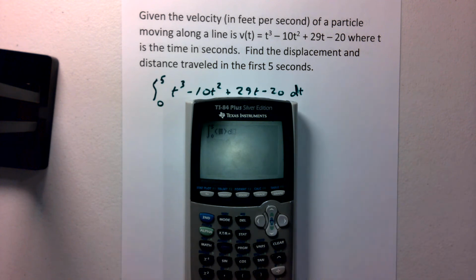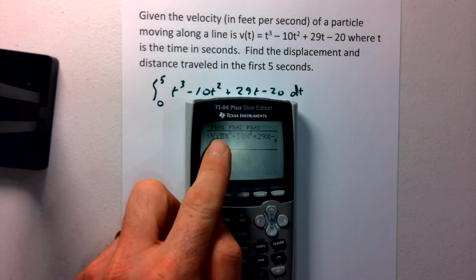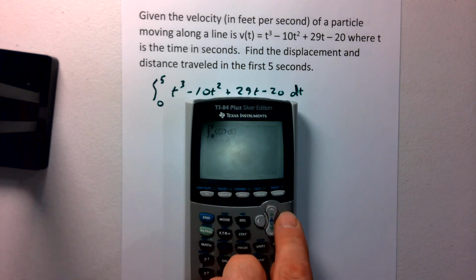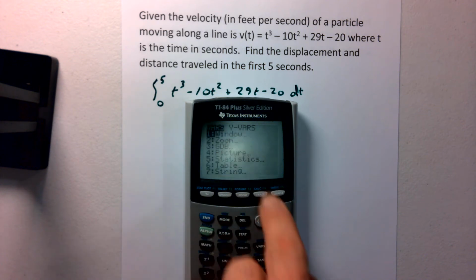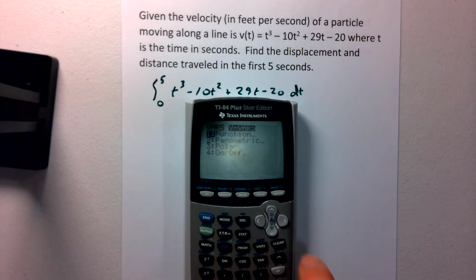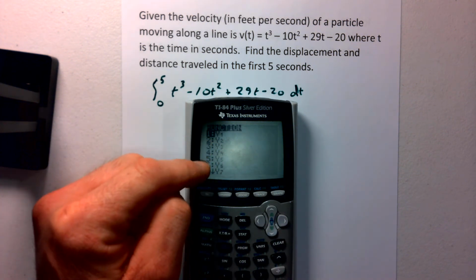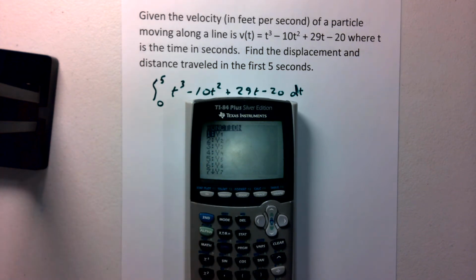Or we can recall this, since we already have it stored, we've stored it into y1. We know y1 equals all of this. So I'll come back out here. I can go to my vars, which is down here right below the arrow buttons, my directional buttons. I can go over to y vars, and I can go into function, and I can recall anything that I've put into my y equals. So I can use any of those. In this case, I have it in y1.